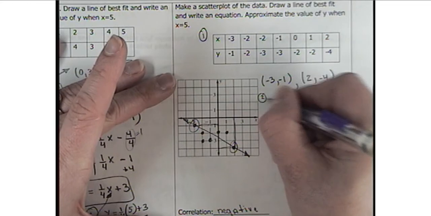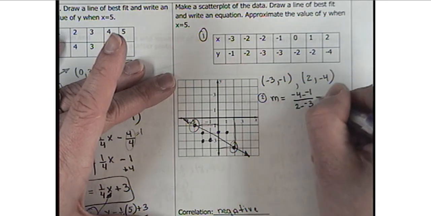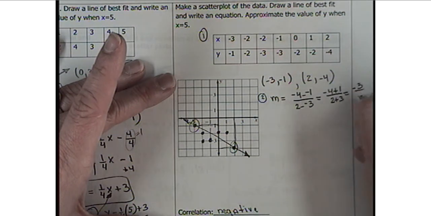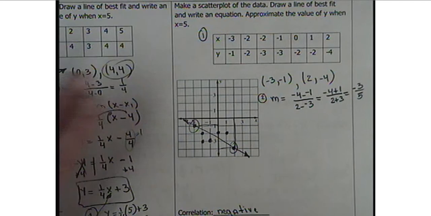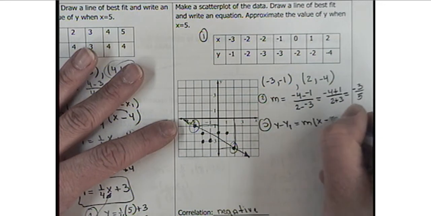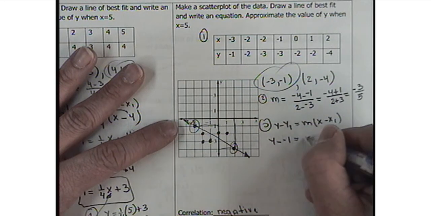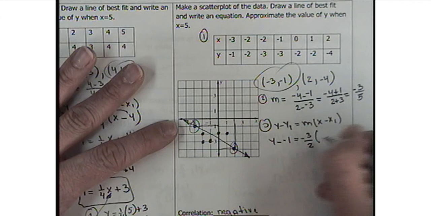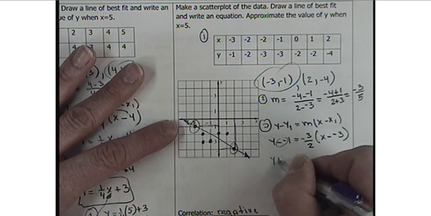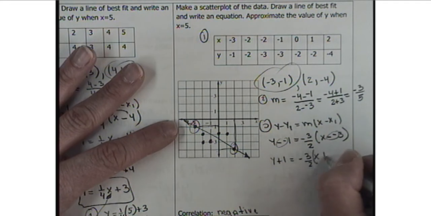My next step will be slope: -4 minus -1 over 2 minus -3, -4 plus 1 over 2 plus 3, which is -3 over 5. So the slope is -3 over 5. Then third step, y minus y1 is equal to m times x minus x1. I'm going to pick the first point. y minus -1 is equal to -3 over 5, x minus -3. So those two will be y plus 1 is equal to -3 over 5 (x plus 3).